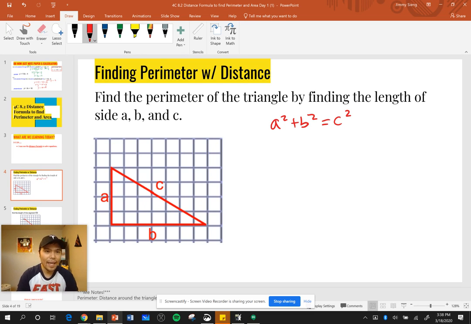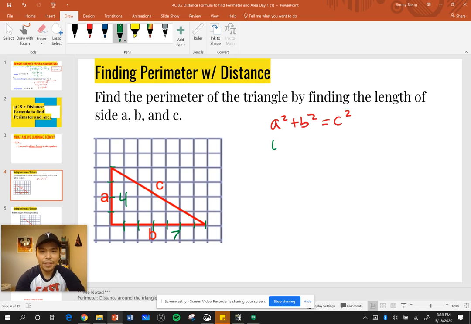Well, counting A, let me use green this time to distinguish it. I can count this because it's on a graph, right? I can see that my distance of A is 4, my distance of B is 1, 2, 3, 4, 5, 6, 7. And C, I'm not quite sure what C is, right? You can kind of guesstimate in your head, but that's going to be a lot harder, and we need to use the Pythagorean theorem for that. That's why we use it to find C, the hypotenuse, okay?